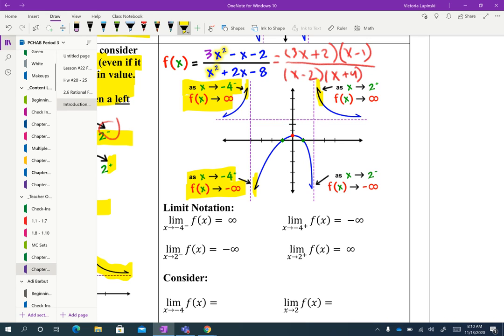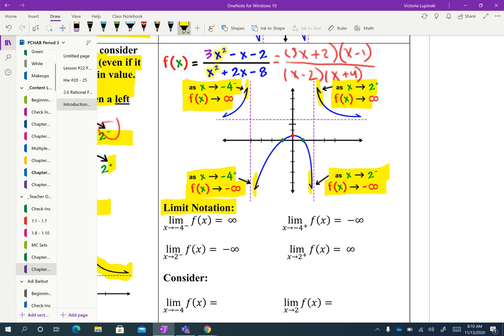Then as you approach 2 from the right-hand side, notice it's going all the way up to infinity, whereas as you approach 2 from the left-hand side, notice that the graph is going down to -infinity. So not only do you need to be able to answer these questions, but you also do need to be able to write them. So taking those 4 statements, we're now going to turn them into limit notation.